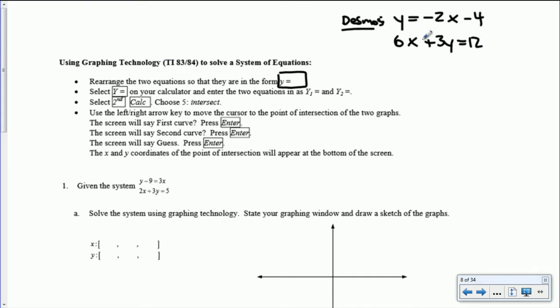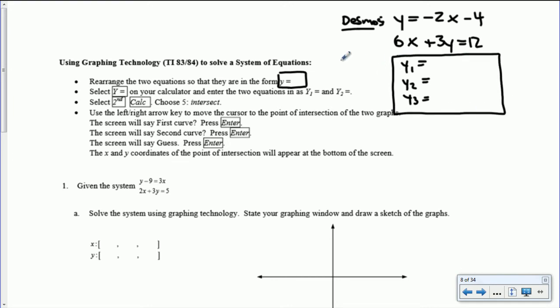Your TI calculator will not accept this as an input because it has your Y1, Y2, Y3, and so on. So it's looking for that format. So that's what you need it to be. Y equals something. So it will not accept that as an input. Okay, and then we can find the intersection point. In Desmos, they'll just graph automatically, and you can just move your cursor over the intersection point and it'll tell you. It'll be like, okay, that's at 1, 4, for example.